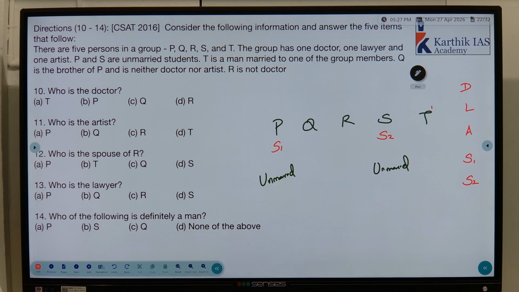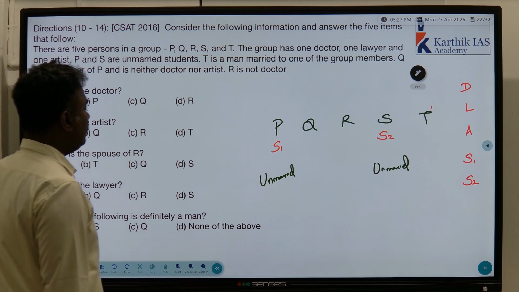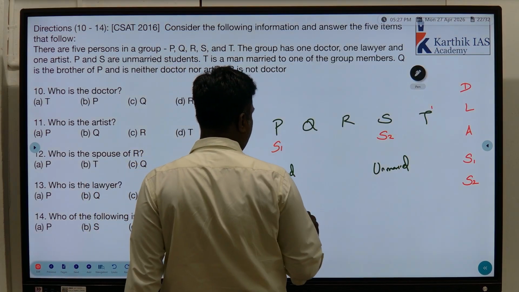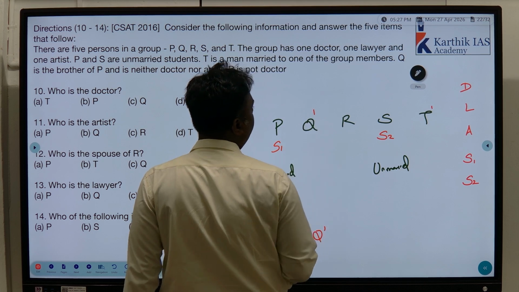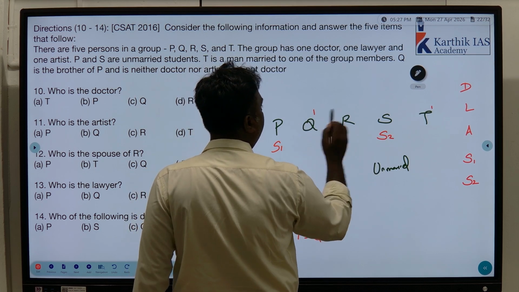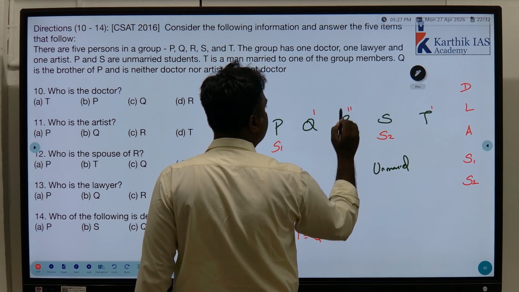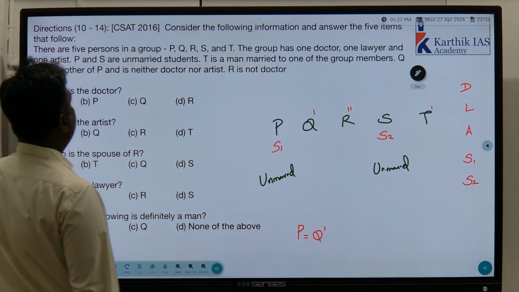Here, Q is the brother of P. So Q is the brother of P means what? Q is a male. So definitely T and Q not possible. Only possibility is R. R can be a female.